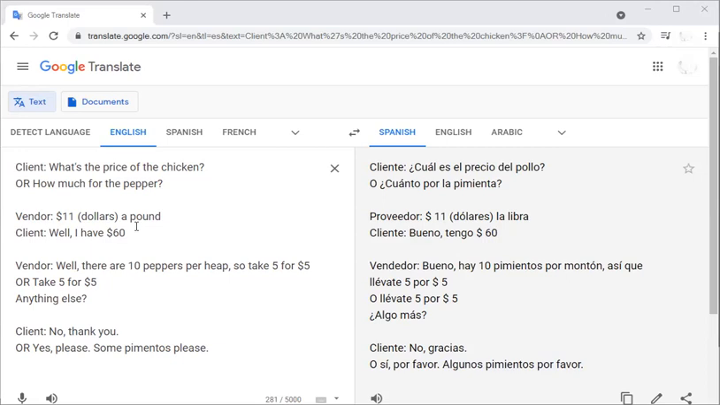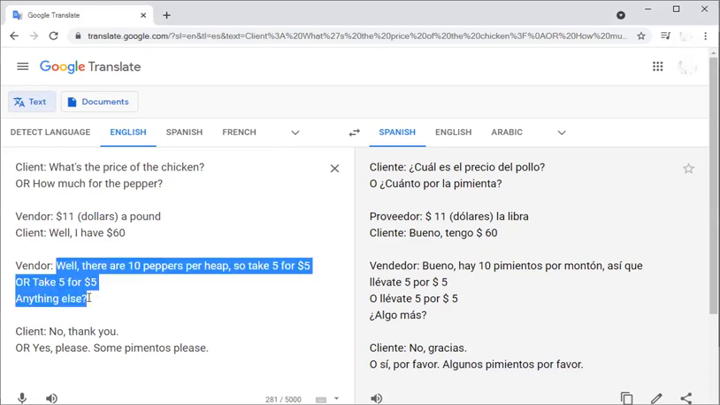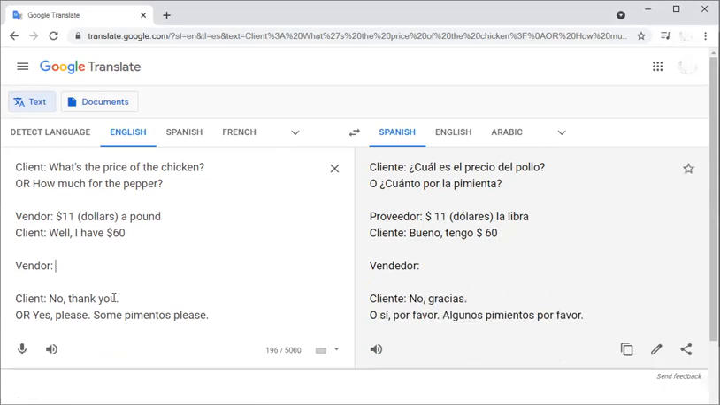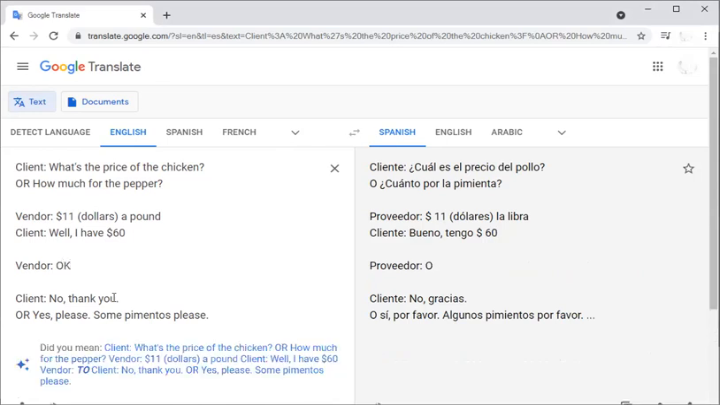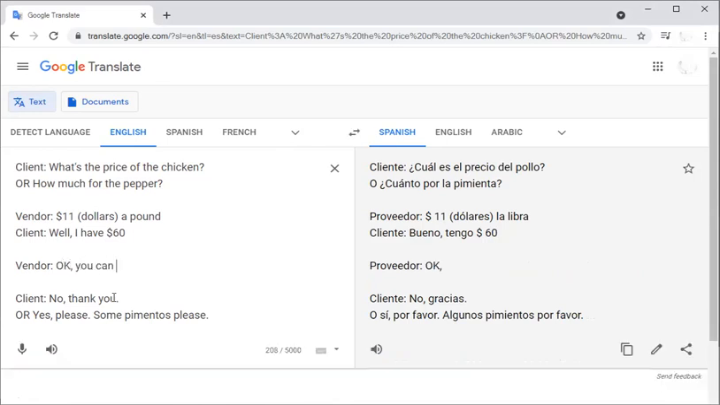All right, so let's continue the dialogue. $11 a pound. Well, I have $60. Okay, so we have this part, right? We've got to change this part. I have $60. Okay, so then the vendor will say, okay, you can have it. That's a big chicken, man. You can have it for $50. You can have it. Okay, end of story. I have it. Okay, good.